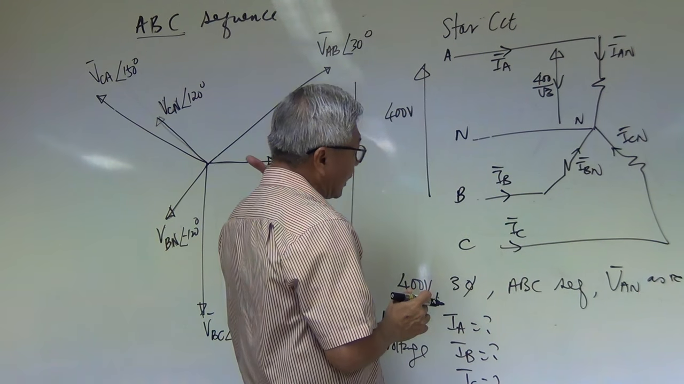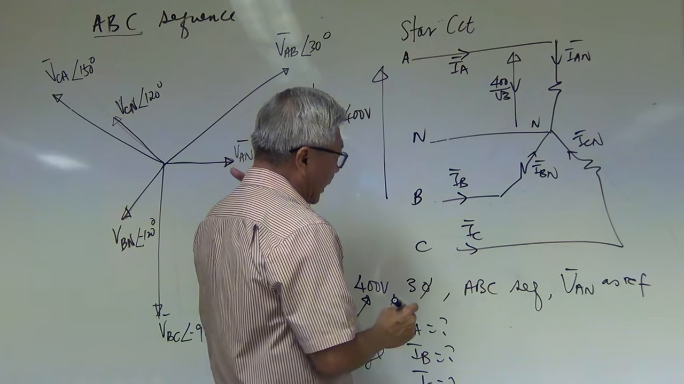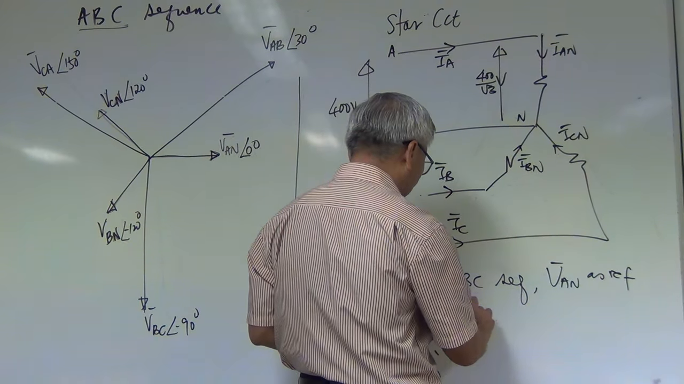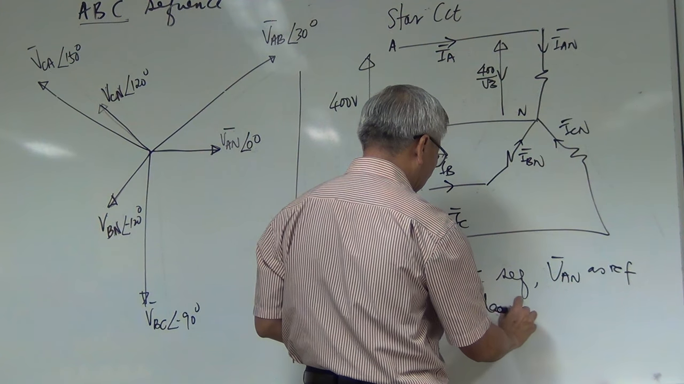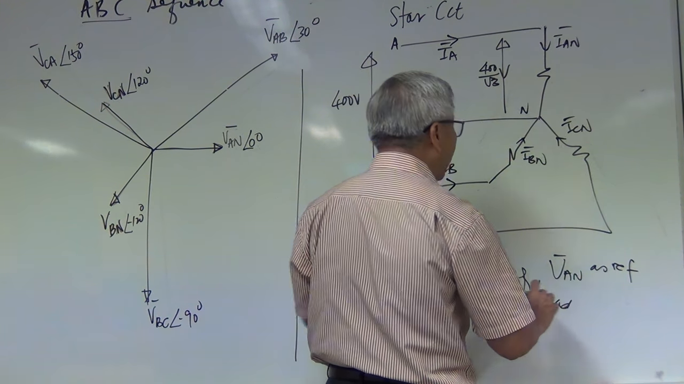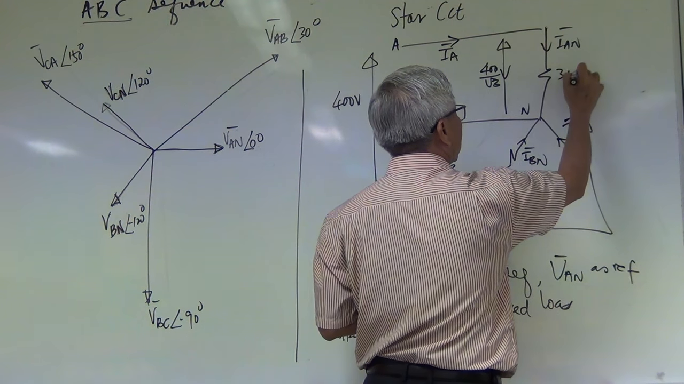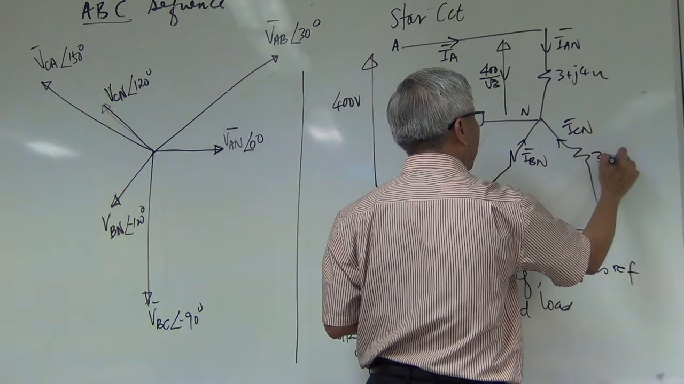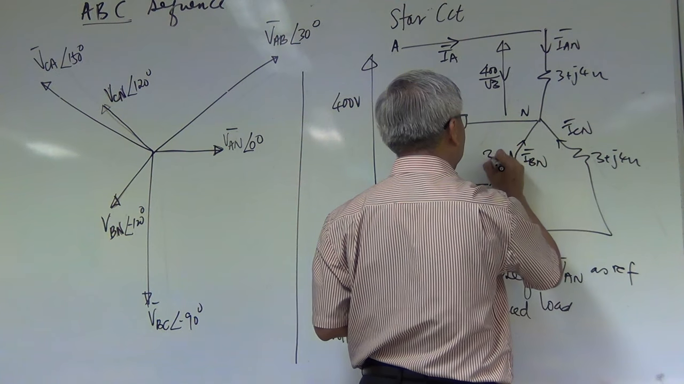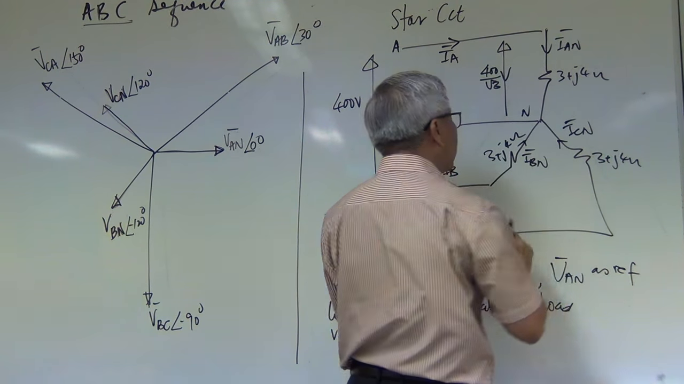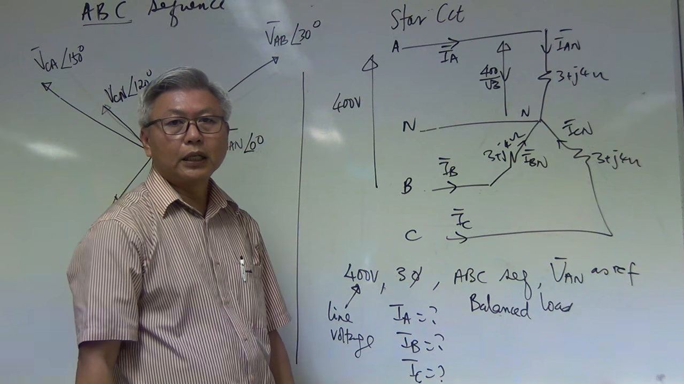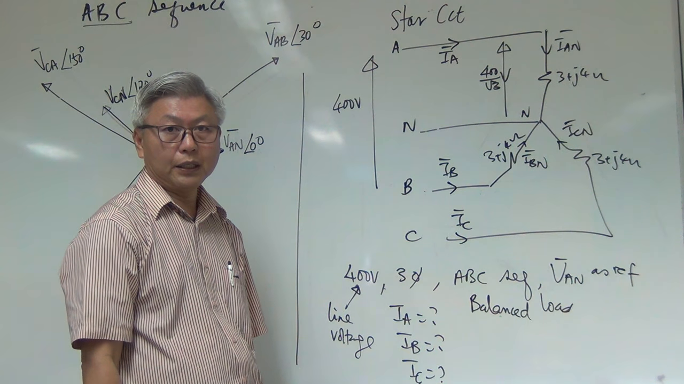Okay? Right, so let's do our mathematics. Saying that the load is a balanced load. Balanced load or balanced circuit means that the three loads are identical. So this is 3 plus j4 ohm. This is 3 plus j4 ohm. And this is 3 plus j4 ohm. So this is a balanced circuit because the impedances are the same for the three phases.